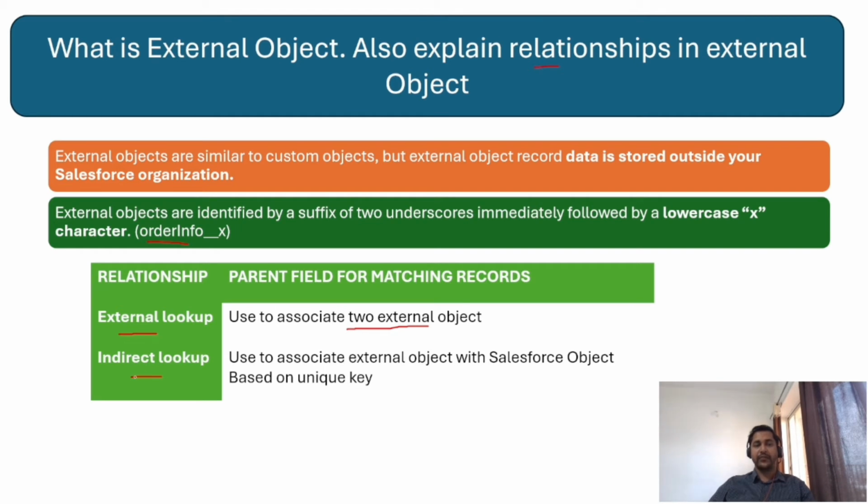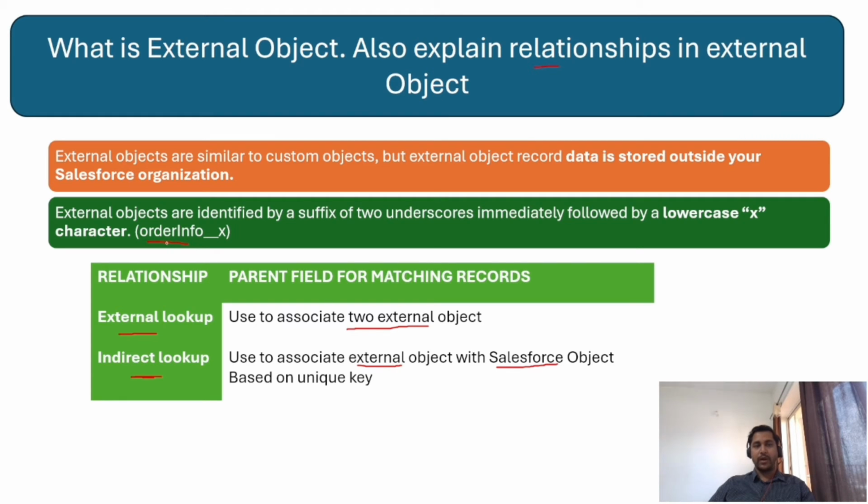The next one is the indirect lookup. Indirect lookup is helpful whenever you want to set up a relationship between a Salesforce object and an external object. The Salesforce object can be either a standard object or a custom object, and between the Salesforce object, either standard or custom, and the external object, you want to set up the relationship.